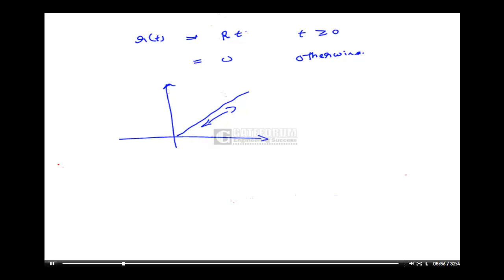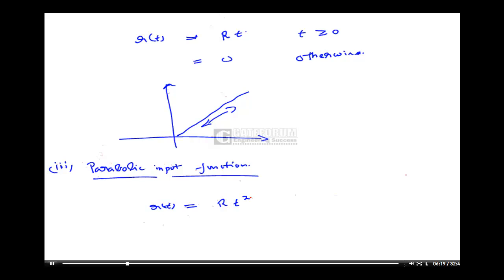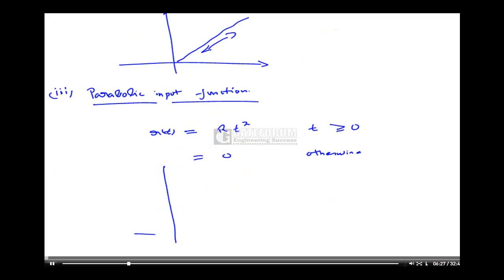Third one is parabolic input function. r(t) equal to R t square for t greater than or equal to 0 and 0 otherwise. If I draw the figure for this, it will be something like this.